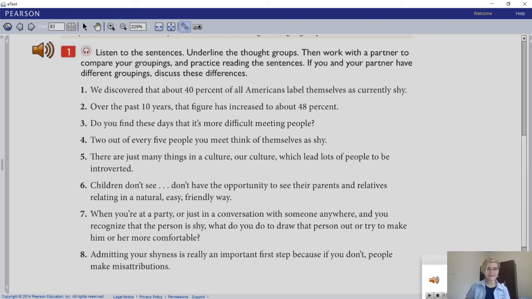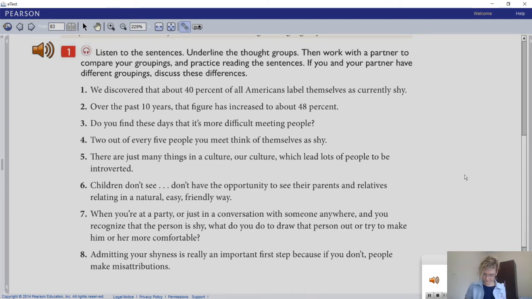Okay, so you basically don't have to underline. You can also just put a slash, like this steep line, in between to separate it and see which is which thought group. I'm going to let you listen to it one more time, check your answers, or maybe you can answer the ones you've missed.